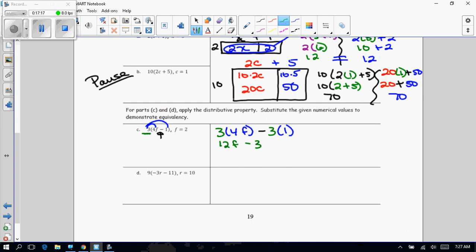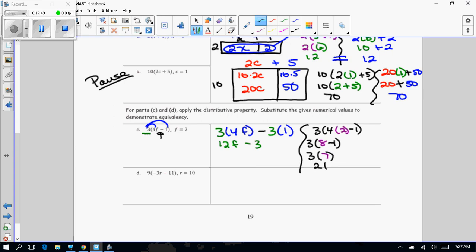Now it says substitute in my number to see if I get an equivalent answer. So I will take the original and do the original first. So 3 times 4 times, what is it, 2 minus 1. So 3 times 4 times 2 is 8, minus 1, which is 7. So really I have 3 times 7, and 3 times 7 we all know is 21.